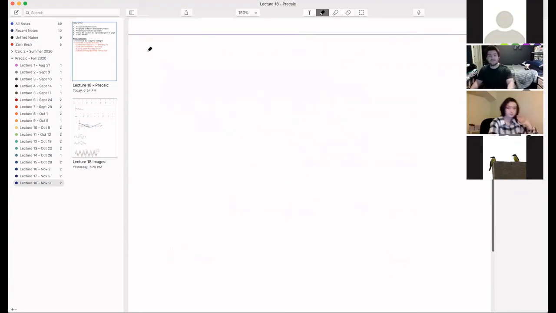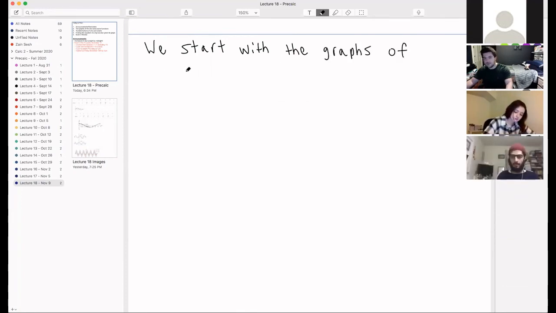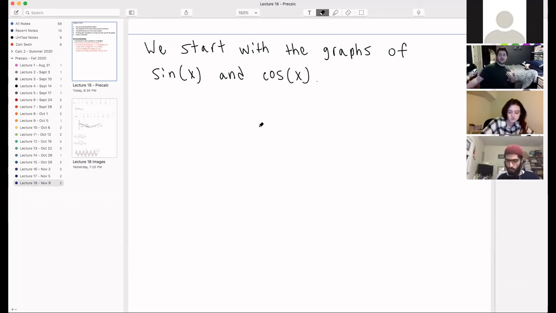The graphs of sine and cosine. Okay, the graphs of sine of x and cosine of x. So just notice that I'm putting the x inside of the parentheses because this is a function with an input.